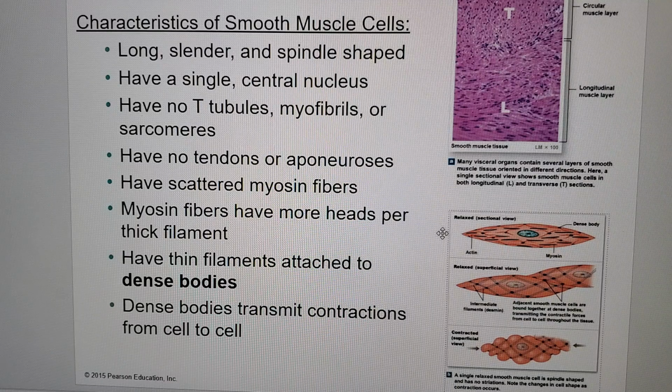The thin filaments are attached to dense bodies. You can see a little dense body right here and here and here. And the dense bodies transmit the contractions from cell to cell. So each of those dense bodies makes that impulse go farther to make that good contractile tissue. And that is the end of Chapter 10, Smooth and Cardiac and Skeletal Muscle Tissues.